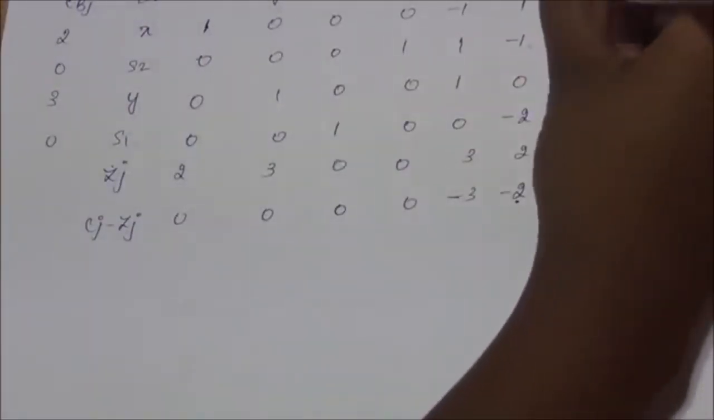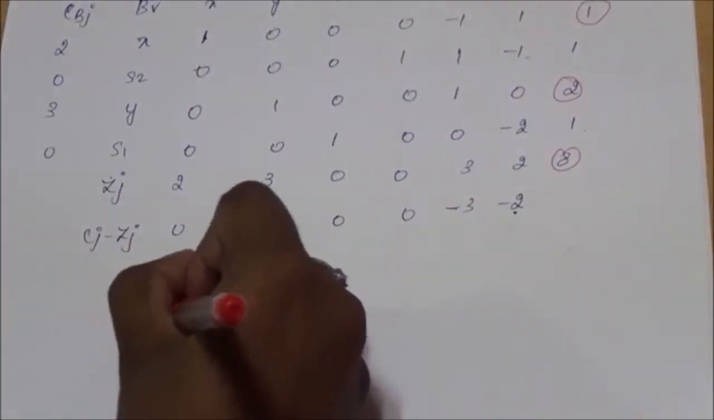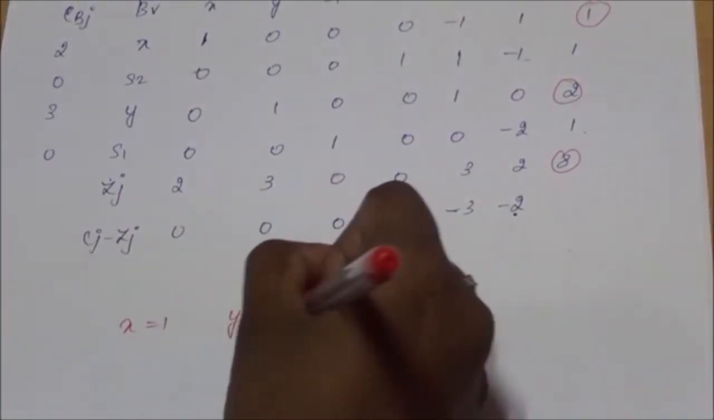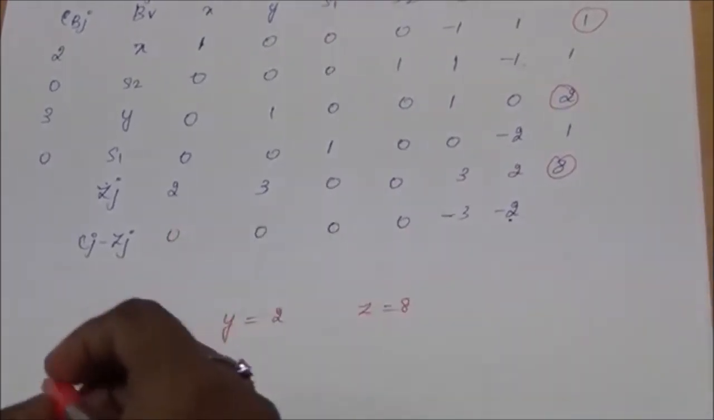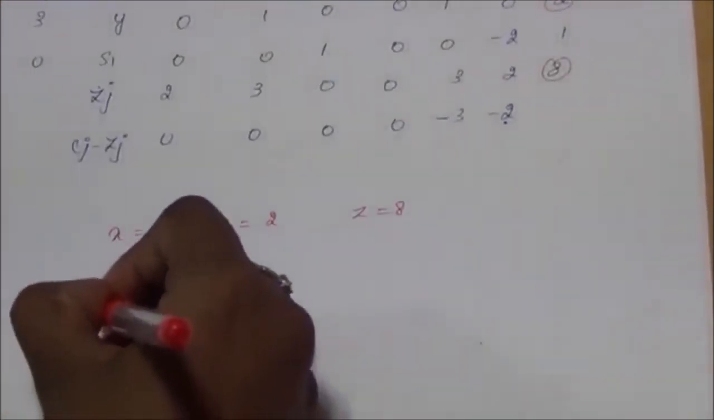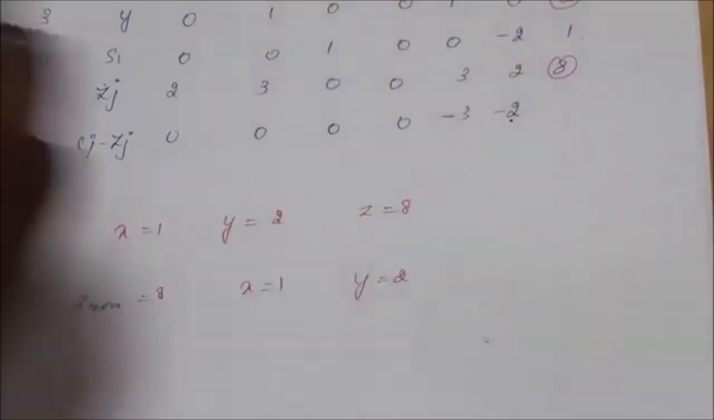And we get the final value of x is 1, y is 2, z is 8. So these are the final values. Since we have all the values as integers, for the given problem the z max will be 8 and the value of x is 1 and the value of y is 2.